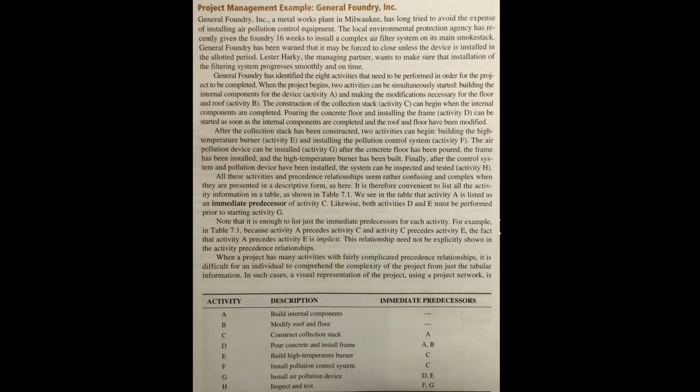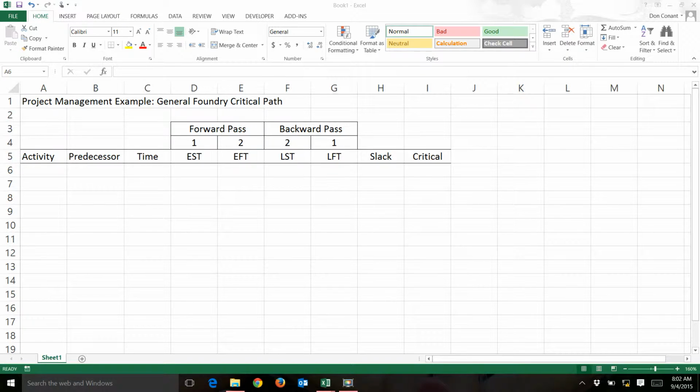Lester Harkey, the managing partner, wants to make sure that the installation of the filtering system progresses smoothly and on time. General Foundry has identified the 8 activities that need to be performed in order for the project to be completed. Those activities and their immediate predecessors are shown in the table below. This is a project management critical path example.